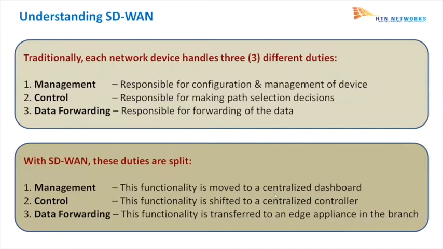The control plane functionality is shifted to a centralized controller. So again, you don't have to go to each and every device and configure the control plane functionality there. You can do it from a centralized controller. For data forwarding, the functionality is transferred to an edge appliance, which goes in every branch office. So in SD-WAN, they have divided the different duties to different devices.